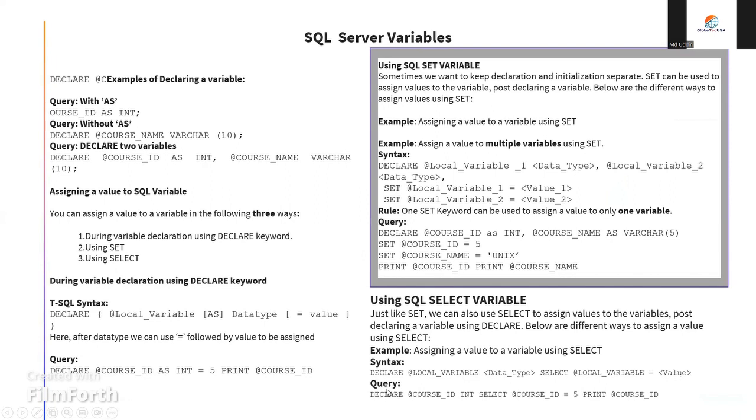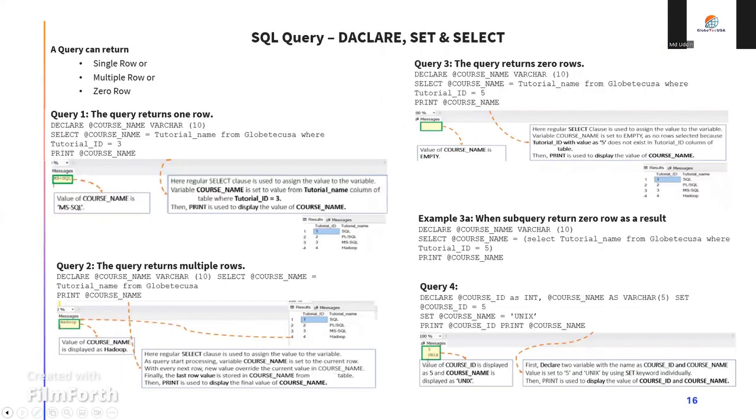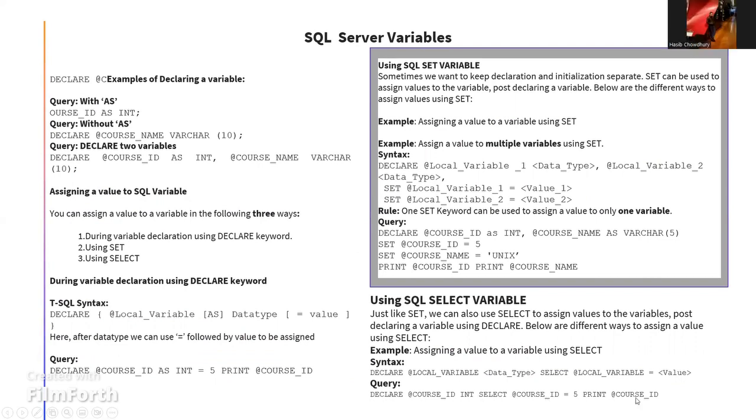What is the query? How you declare the local variable is my course ID, right? Then the data type is my integer, right? And then SELECT the local variable course ID equal to the value 5, right? This is how I have written it. This is how you have to read it. You cannot read outside of this syntax. So this is the procedure for how you can define your local variable.